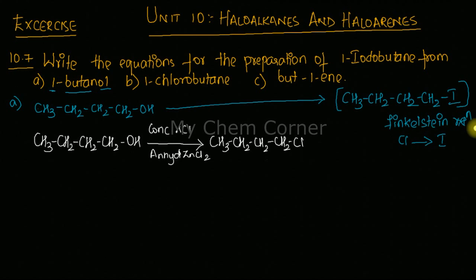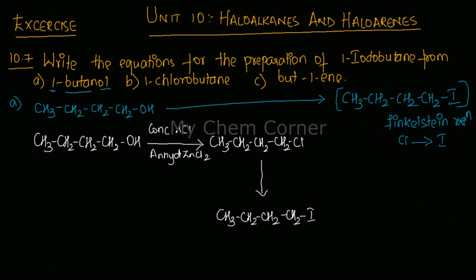Alright, so I've got what my product is in this case. Now from here I need to move to preparing the iodo group. So I need to get this compound, CH3, CH2, CH2, CH2 and I. What is the difference between both of them? It is only a change in the halogen.